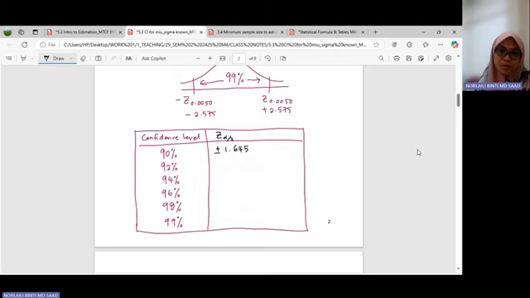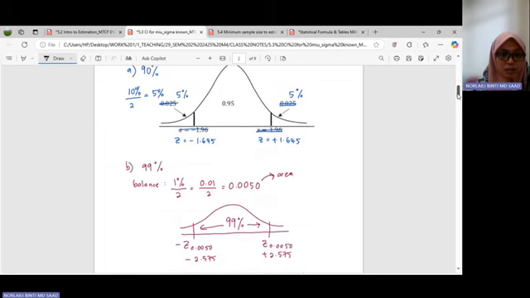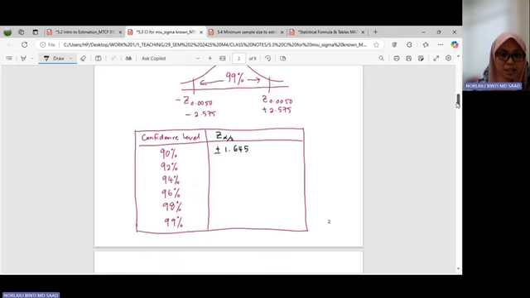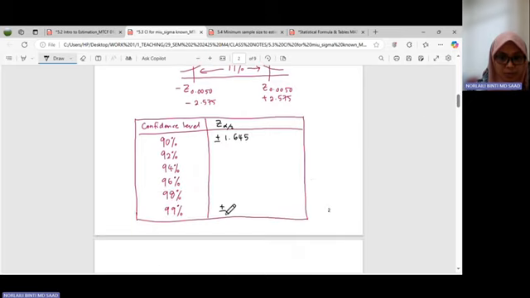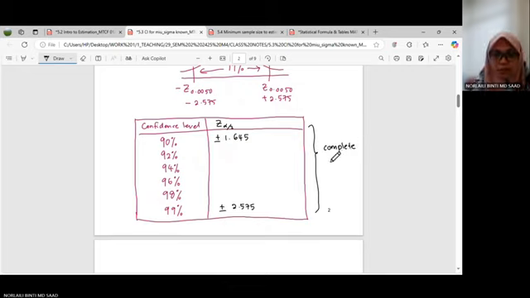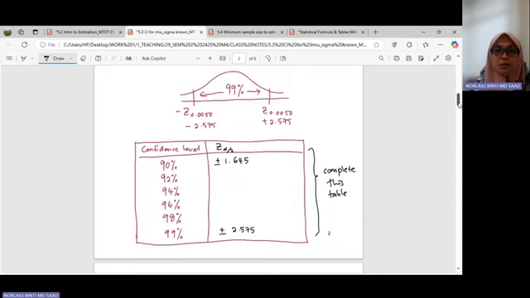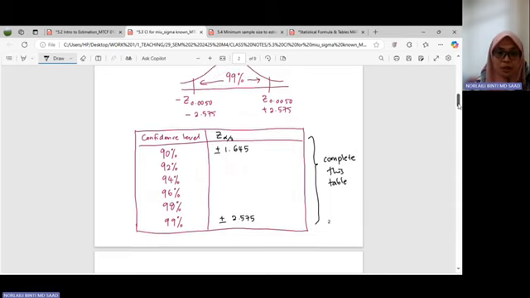When you have the balance of the percentage, you divide by 2. And then we also calculated the Z values for 99%, so this is plus minus 2.575. Hopefully you can complete this table, and when you complete it, you may refer to this table when you are dealing with questions regarding the topic of confidence intervals. Okay, please try.